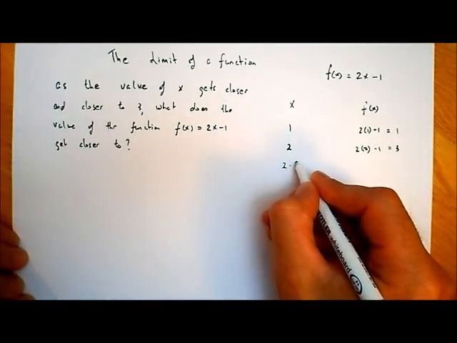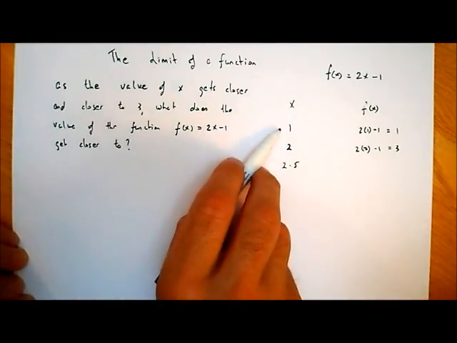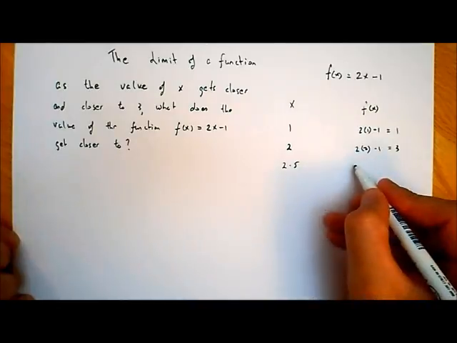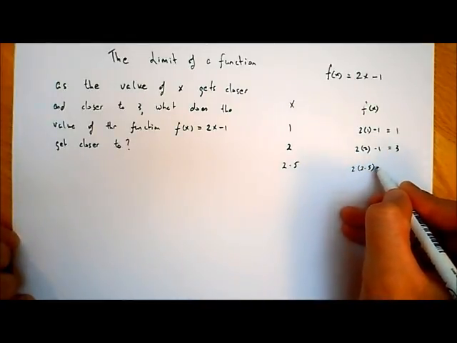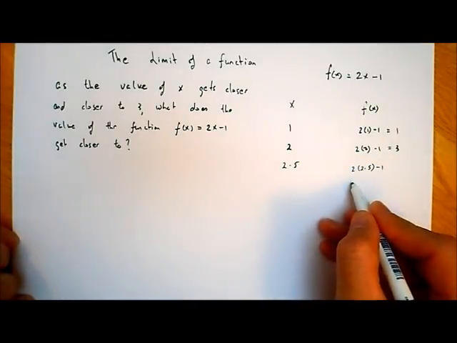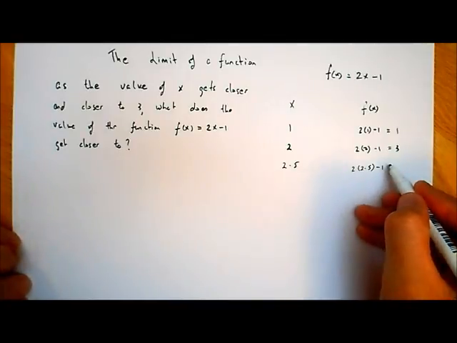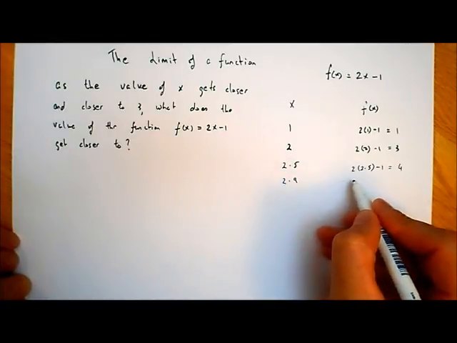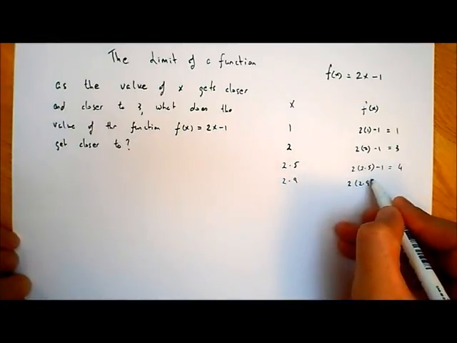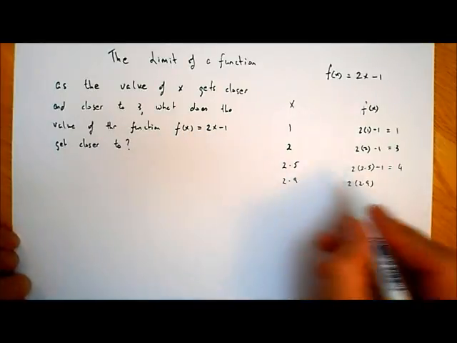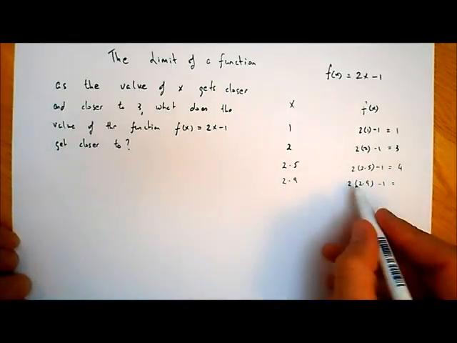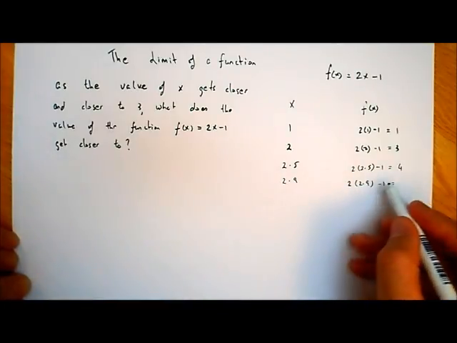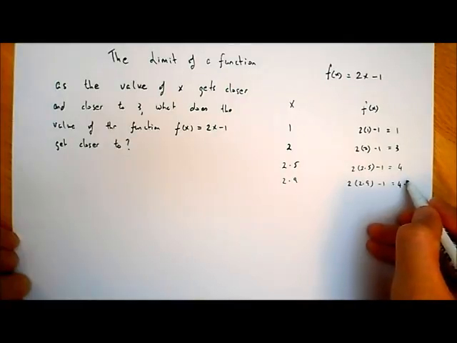We can get a little bit closer to 3. We could go, say, x is 2.5. It's getting closer to 3 all the time. So we go 1, 2, 2.5, always getting closer to 3. So 2 by 2.5 minus 1. 2 by 2.5 is 5, and 5 minus 1 is 4. So we could get closer again to 3. We could go 2.9. So we have 2 by 2.9 minus 1, just filling in 2.9 for x. 2 by 2.9 is 5.8, so 5.8 minus 1 will give us 4.8.